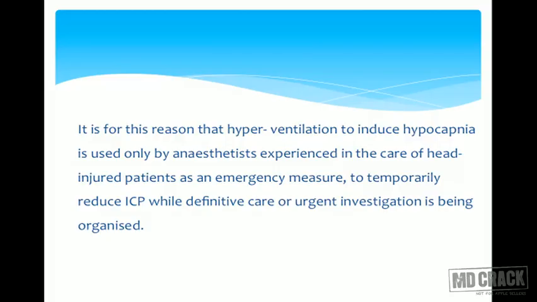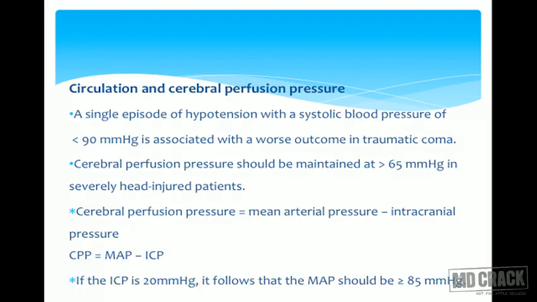It is for this reason that hyperventilation to induce hypocapnia is used by anesthetists experienced in care of head injury patients as an emergency measure to temporarily reduce intracranial pressure while definitive care or urgent investigation is being organized. So it is a temporary measure to reduce intracranial pressure. A single episode of hypotension with a systolic blood pressure of less than 90 millimeters of mercury is associated with worse outcome in traumatic coma.